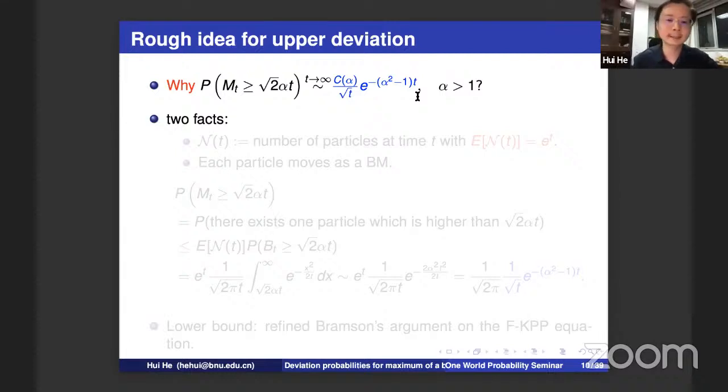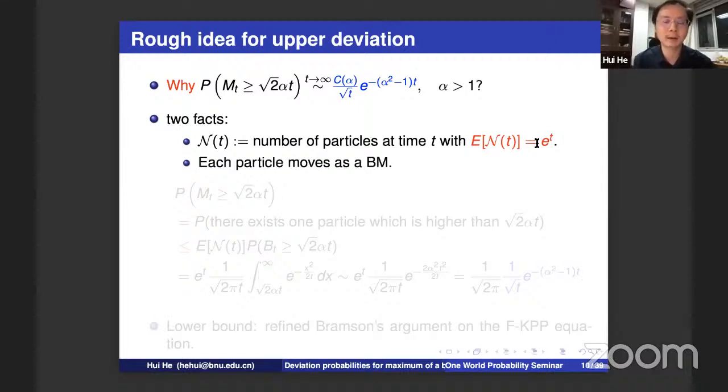The first fact is that the number of particles at time t, we denote by N_t. As I already mentioned, each particle has a random lifetime distributed as exponential 1, right? So this means the total number of particles in the system grows exponentially, and on average, the number of particles at time t is just e^t, okay? So this is a simple fact. In fact, it's not difficult to prove, or quite easy to see.